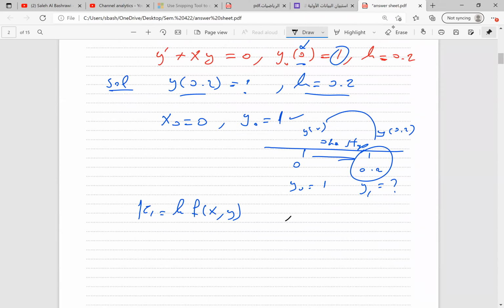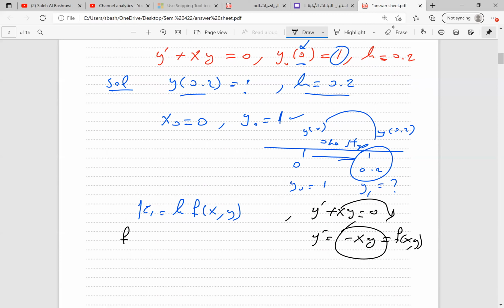We have y prime plus xy equal to 0. So y prime is equal to minus xy. This is my function f of x, y. Move it to the other side, so y prime equal to minus xy. So my function is f of x, y equal to minus xy. f of x, y is given by minus xy.